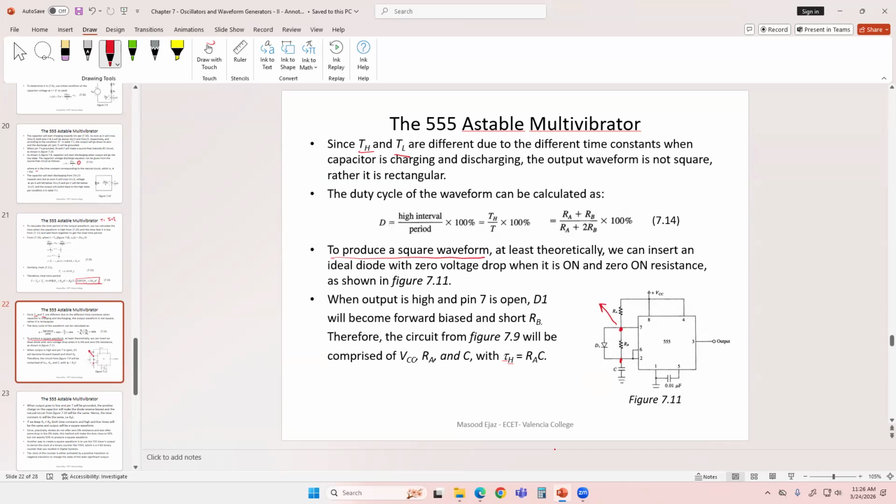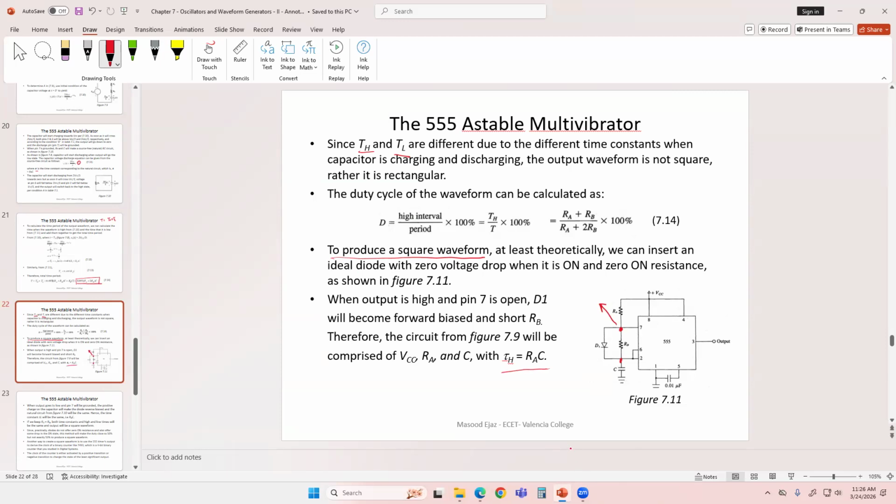And when it is forward bias, theoretically assuming that the diode's voltage drop is 0, although it's 0.7 or 0.3 based on the diode type. If we assume that the voltage drop across the diode is approximately 0, then it's going to short out RB, and your circuit is simply going to be RA, diode, and capacitor. So your time constant is going to be RA times the capacitor in that case, which is right here.